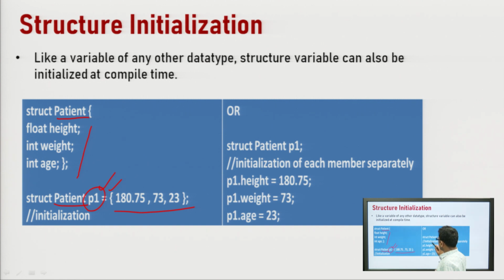Now, these values can also be initialized one by one, as in the second example here. All the 3 members are assigned individually. For variable p1, p1.height is assigned something, p1.weight is assigned something, p1.age is assigned something. So each individual member of the structure is assigned one by one. This is how we can initialize the structure members.